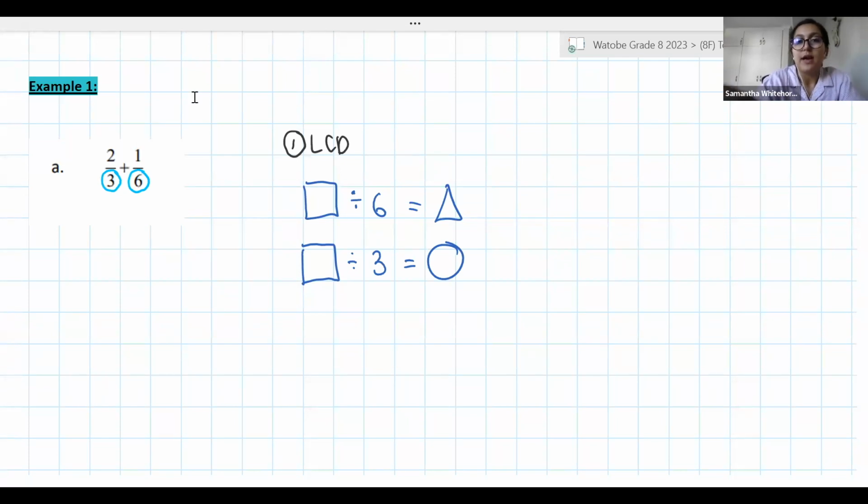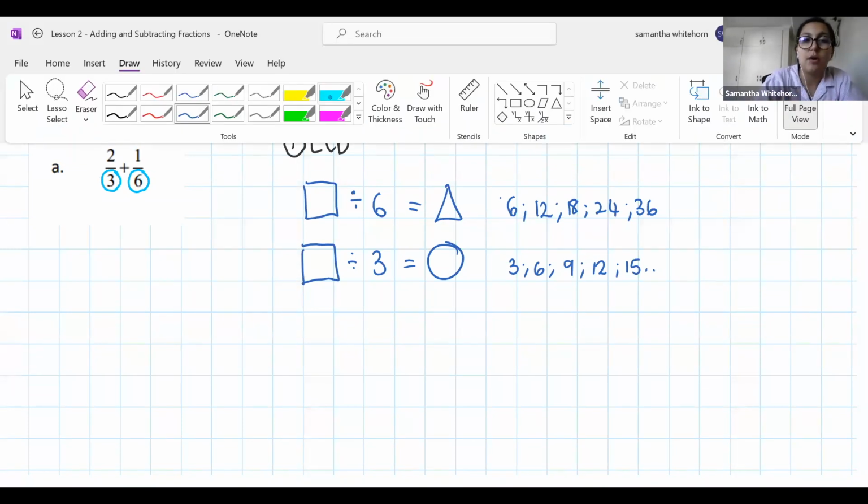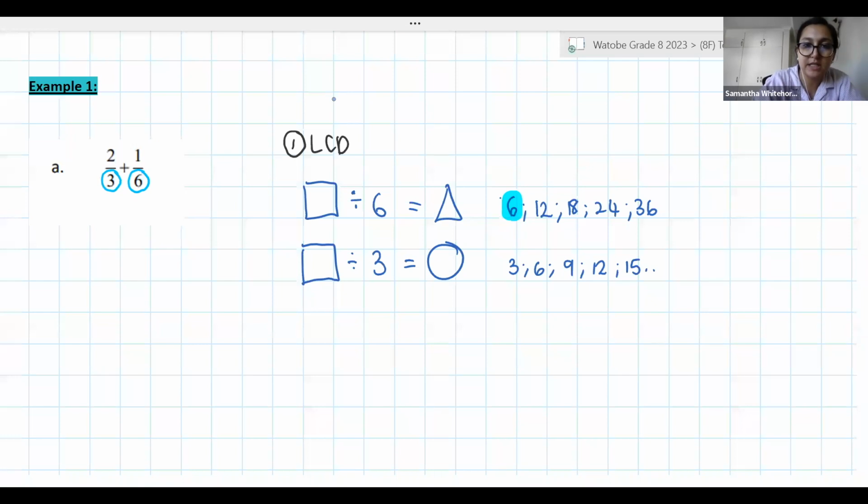So in order to do that, I need to look at all the multiples of 3 and 6. So let's start with 6. I've got 6, 12, 18, 24, and I can keep going. If I go to my multiples of 3, I've got 3, 6, 9, 12, 15, and I can keep going. So what I now want to do is find the smallest number that is common to both. So if I have a look, 6 is my smallest number common to both of them. It is the smallest number that 6 and 3 can divide into.